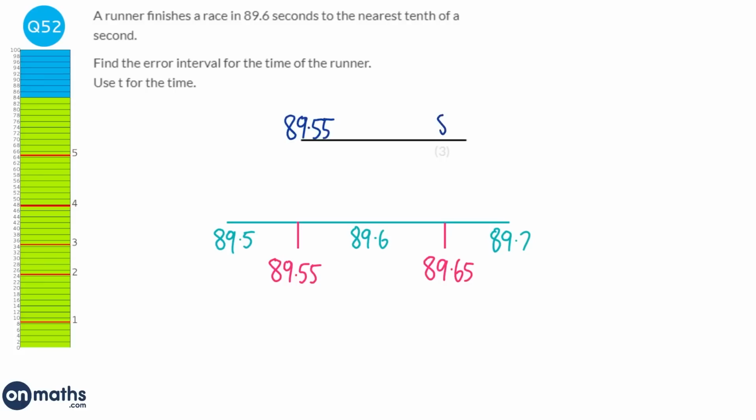So those are going to be our lower and upper bounds. But how do we show it as an error interval? Well, we put t in the middle because it tells us that t is representing the time, and we show it with inequalities. Now, the number can be 89.55, but it can't be 89.65 because that would round to 89.7. So we say everything that's less than but not equal to.